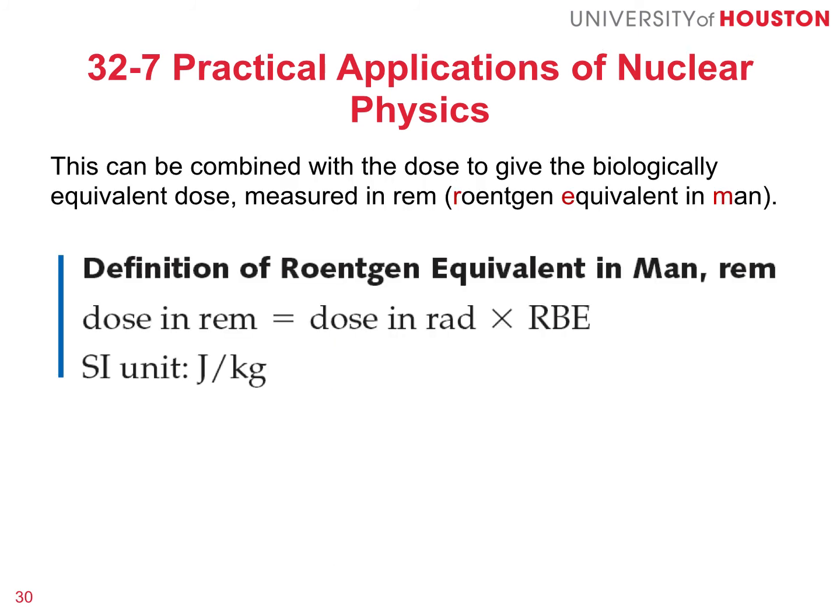Now, RBE can be combined with the dose to give the biological equivalent dose, which is measured in a unit called the rem, which is Roentgen equivalent in man, and the dose in rem is equal to the dose in rad times the relative biological effectiveness.